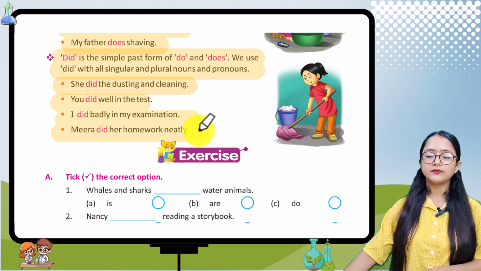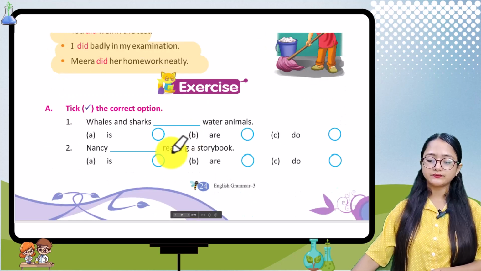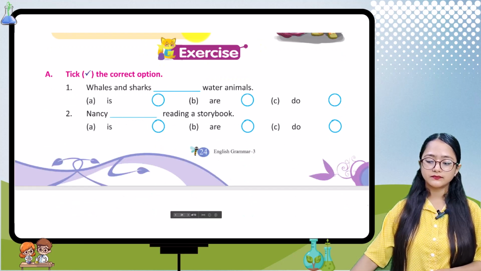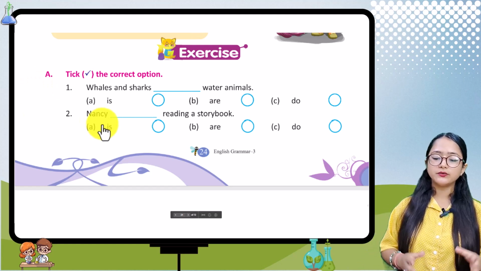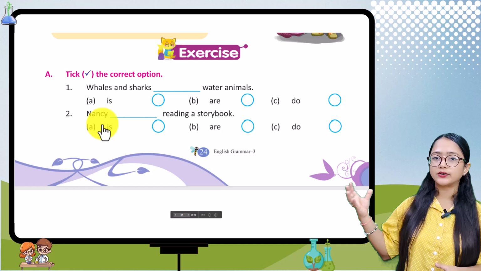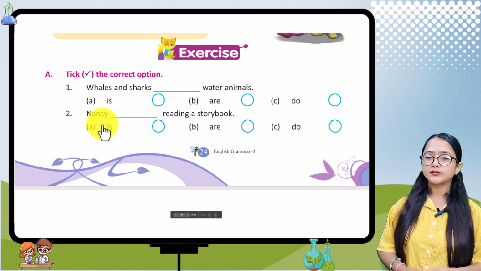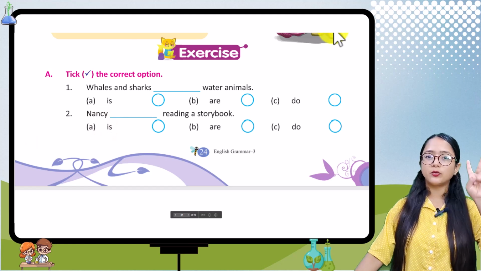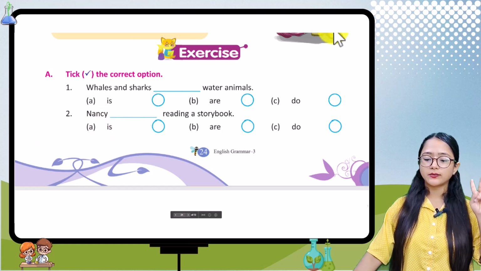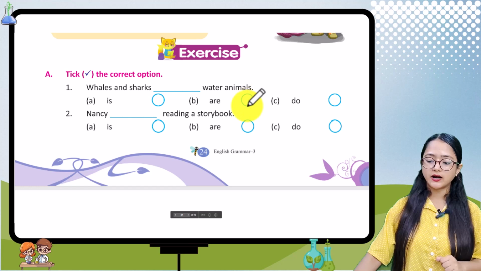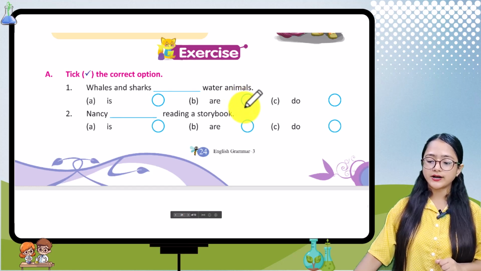Now students, let's move into the exercise part. First one is tick the correct option. First question: whales and sharks dash water animals. The options are is, are, do. The answer is are, because it is talking about more than one animal. So whales and sharks are water animals.